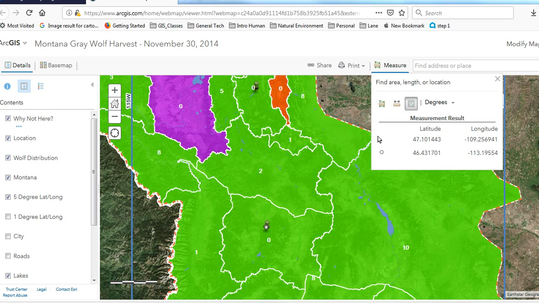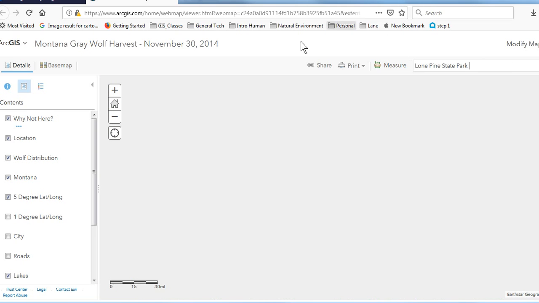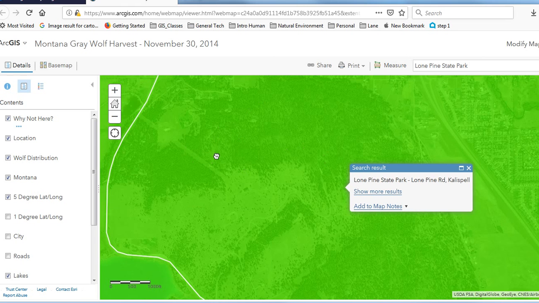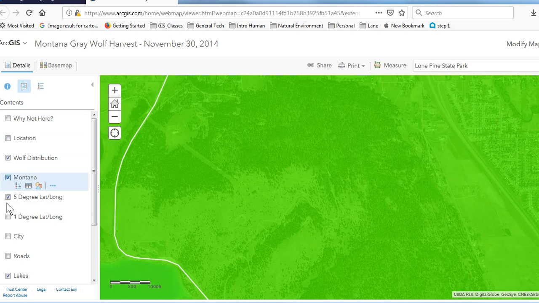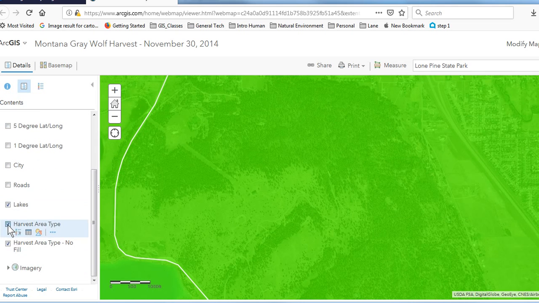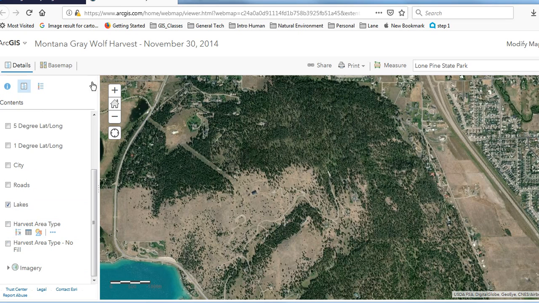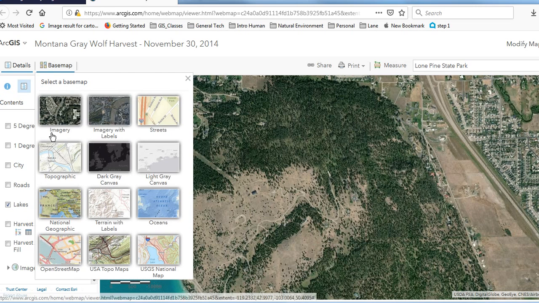And then the last piece was to look at Lone Pine State Park. And I'm just going to go in here and go to find that address. Hit my scale bar. I'm going to turn off all of these, and I'm going to put on a different base map. So I want the, try the topographic.